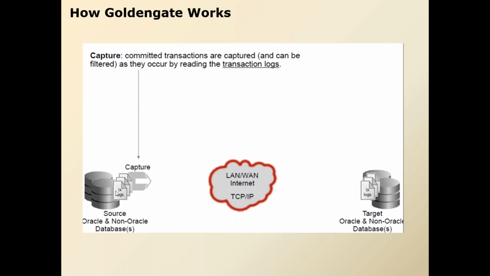Once those changes are recorded into the transaction logs of the database, there is the GoldenGate capture process, which is also called the GoldenGate extract process, which we were discussing in the previous slide. The GoldenGate capture or extract process captures the data by reading the transaction logs, but it captures only committed transactions.